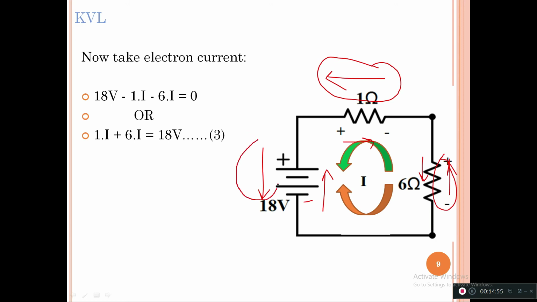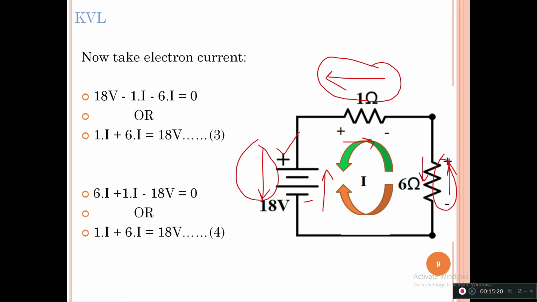Now the current is entering from the positive terminal of the battery. So if it is conventional current, I will take it up as a positive. But here I am taking the direction of electron current, and hence its potential will be negative. So how will I write the equation? I will write the equation as 6i plus 1i minus 18 equals 0, or we can say that 1i plus 6i equals 18. It gives me equation number 4.